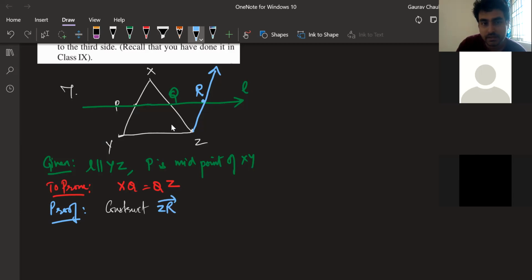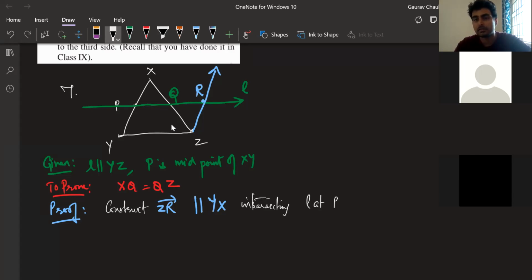Okay. Construct ZR parallel to YX, intersecting L at R. Go ahead, Reza. Yes, sir. And it should be in such a way that PR should be equal to YZ, sir.